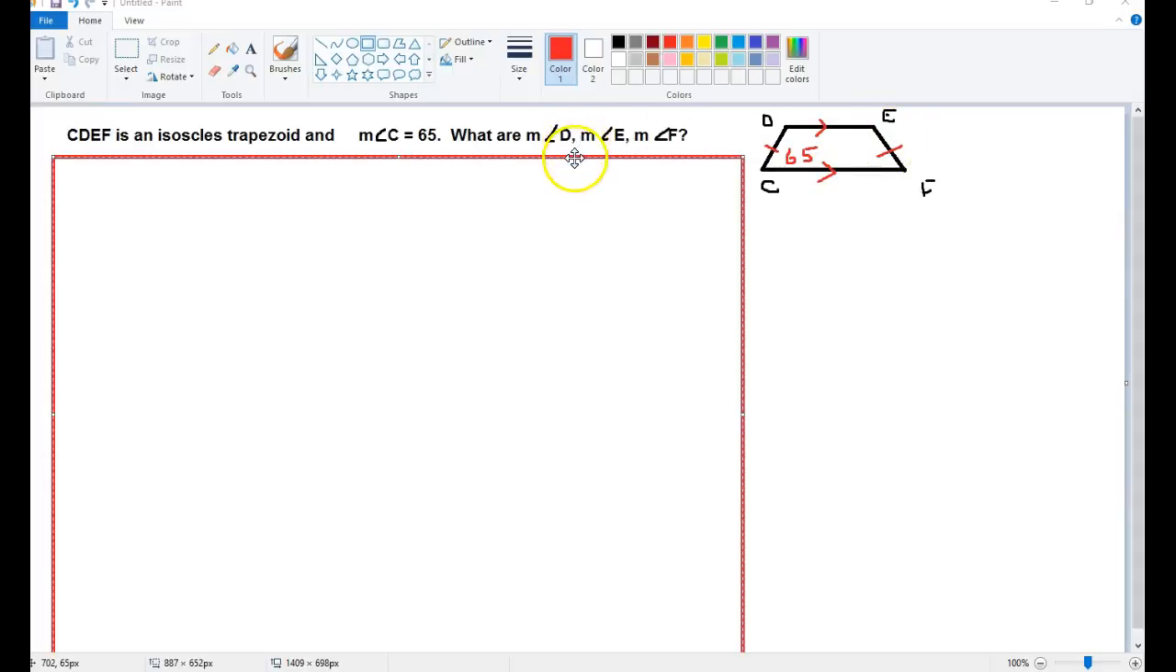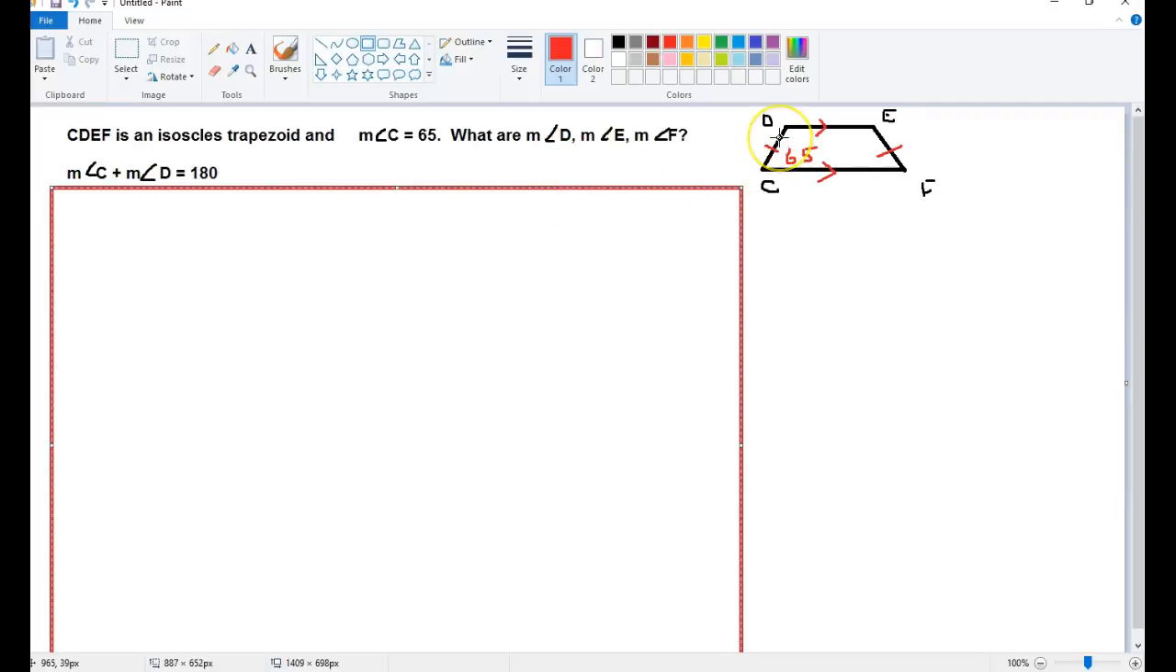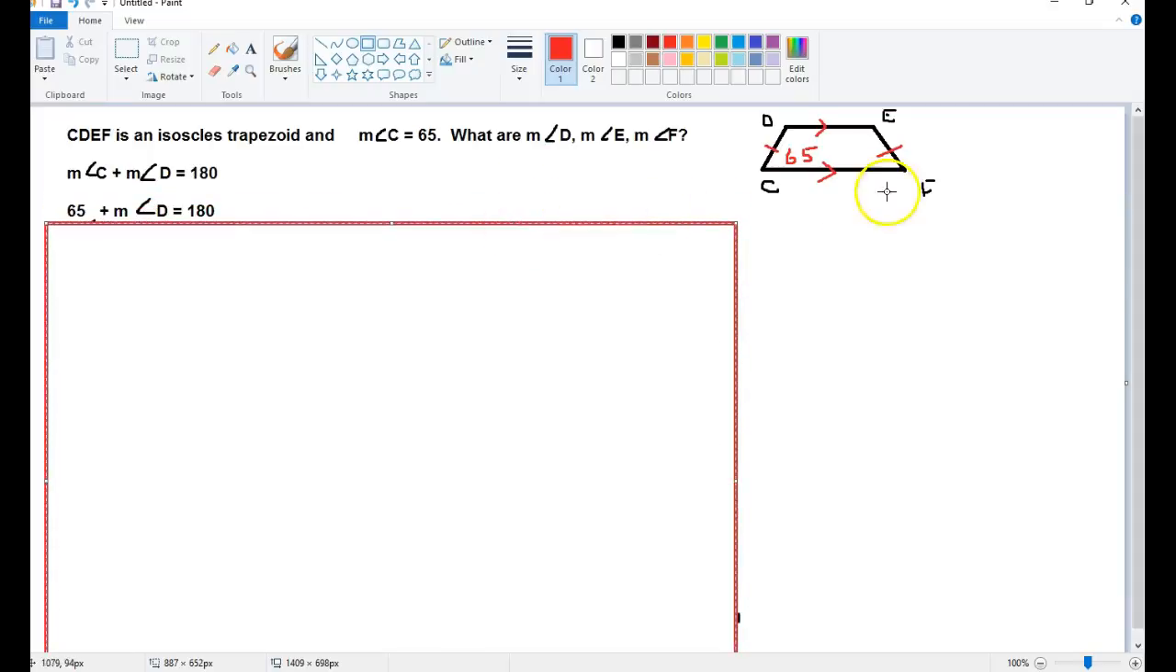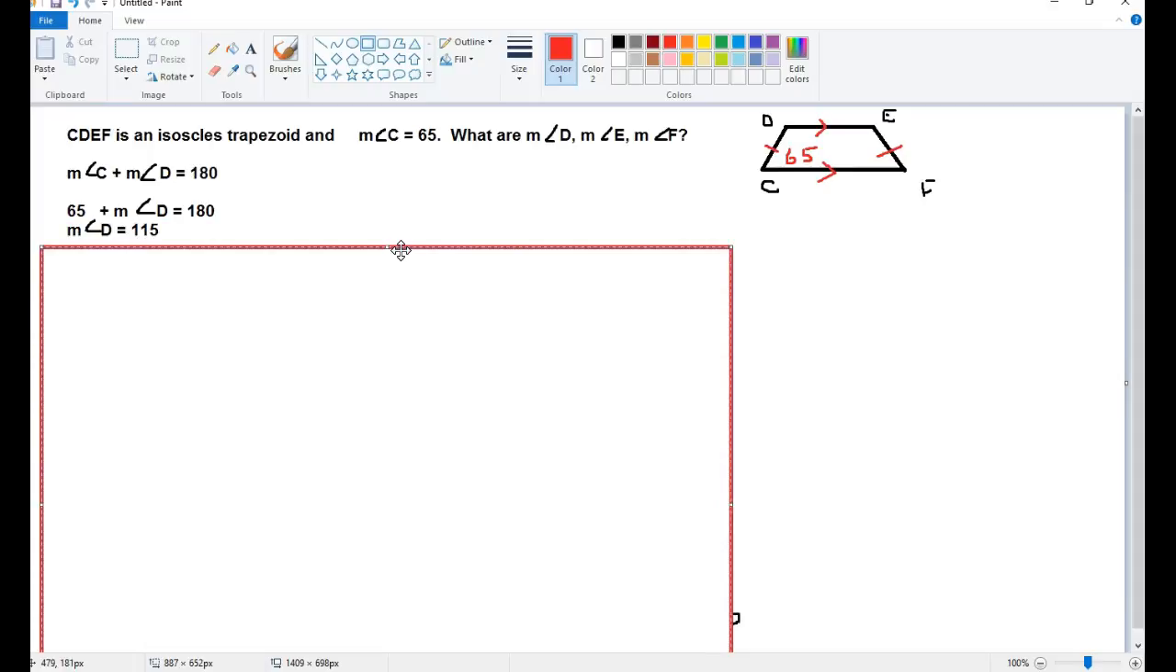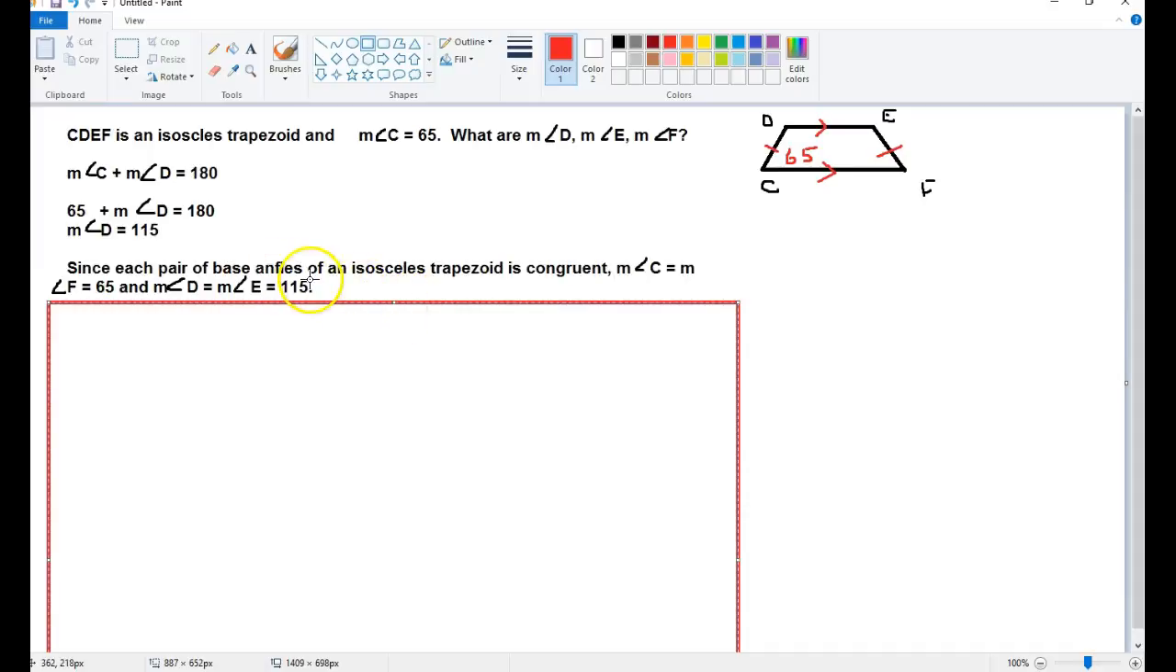I'm choosing to go with angle D for this problem, so we set up that the measures of angle C and angle D add up to 180 degrees because they're supplementary. Then I substitute in 65 for the measure of angle C to solve for the measure of angle D. I subtract and get that the measure of angle D is 115. Since each pair of base angles of an isosceles trapezoid is congruent, the measure of angle C is equal to the measure of angle F, which is 65. So the measure of angle D is equal to the measure of angle E, which is 115. When we're doing these, you only really need to set up for one of them in order to solve for the rest of the three.